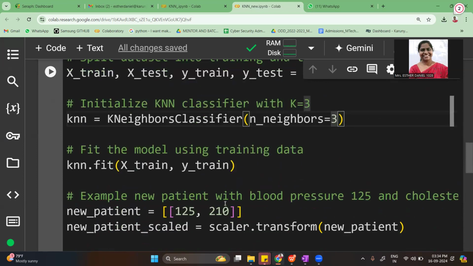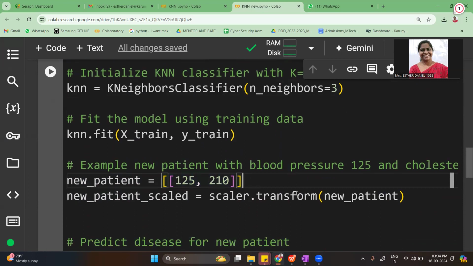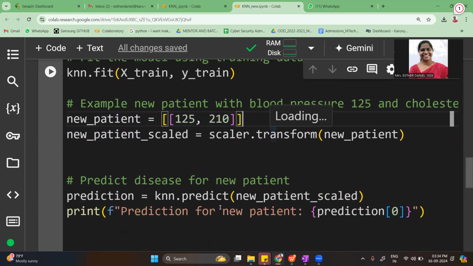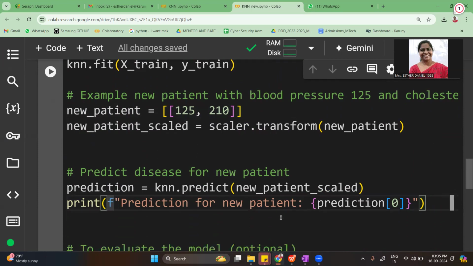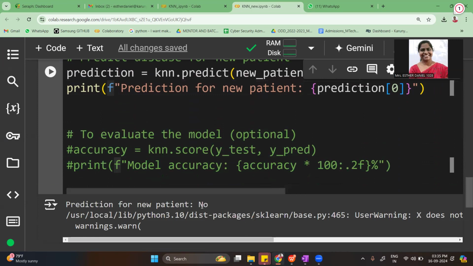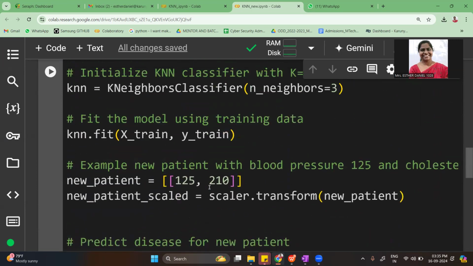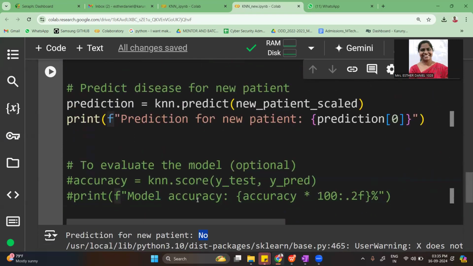Now I'm going to check with the new data that was asked in the question. So we are checking for the new patient with blood pressure level as 125 and cholesterol level as 210. So we are converting this into a standardized feature for normalization, and then we are going to predict. So KNN.predict. We give this input for prediction, and the prediction will give the output. We have used a formatted string, where it is going to give the predicted value, and the predicted value is giving us no. And this is a very small data set, so it becomes meaningless when I calculate the accuracy, because accuracy is 100%.